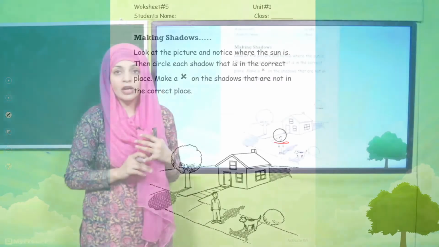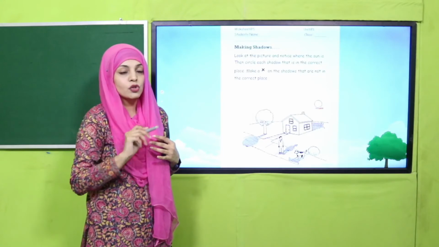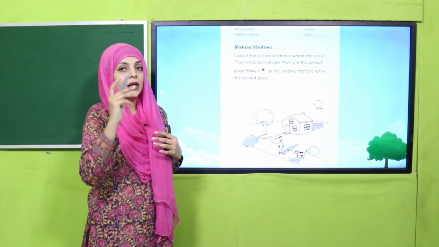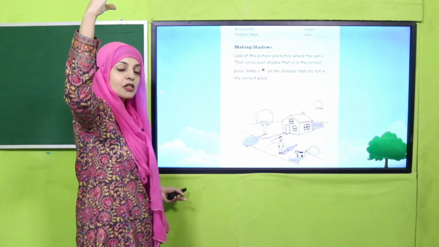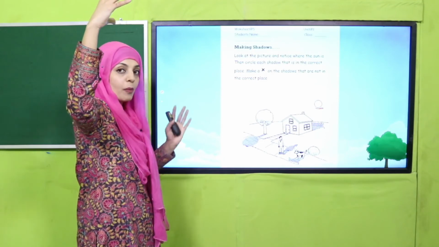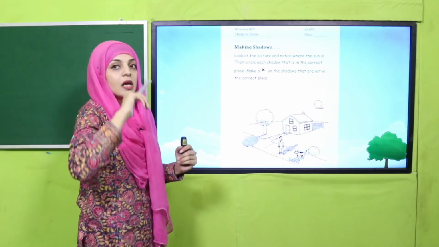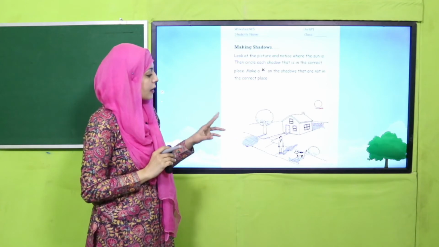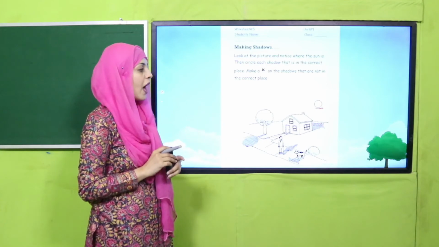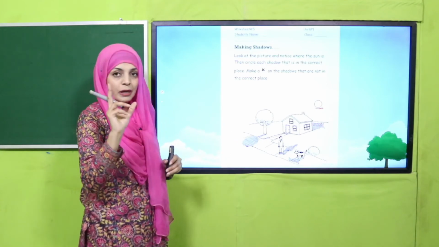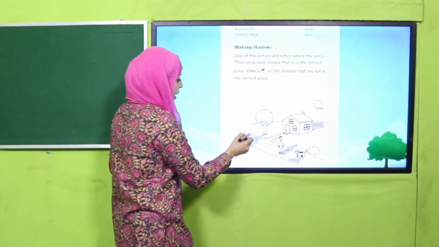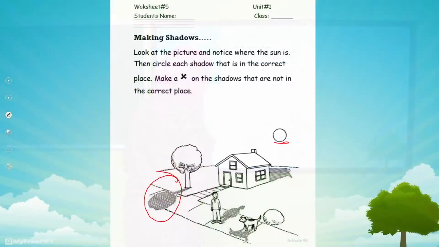Whichever shadows are in the correct place, you have to circle them. Okay, because the shadow is always opposite to the light source, because you are blocking it, so it forms on the opposite side. So you have to circle the correct shadows and you have to cross the incorrect shadows. Let me do one or two for you. This is correct. This is not correct. So you have to do the rest by yourself.